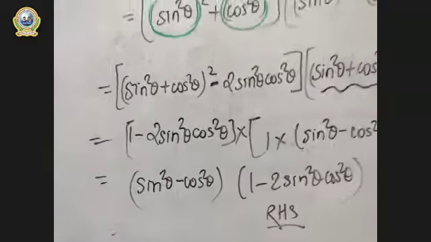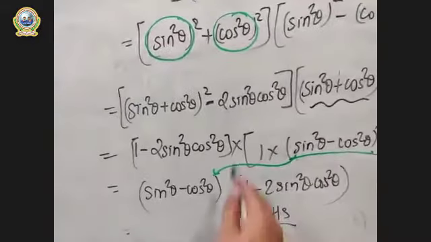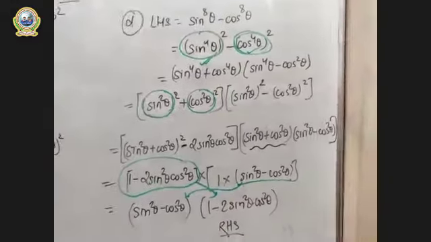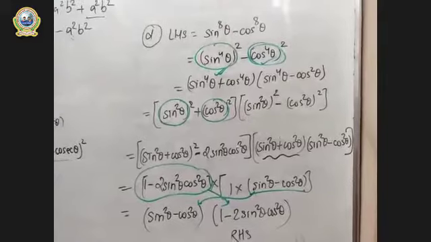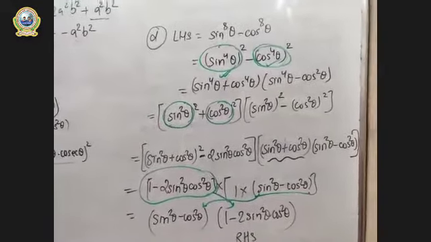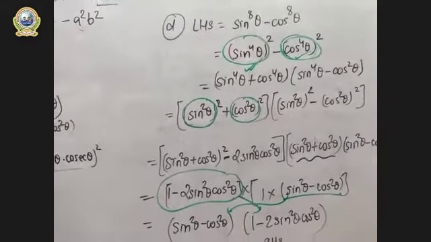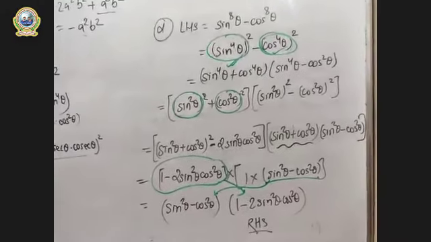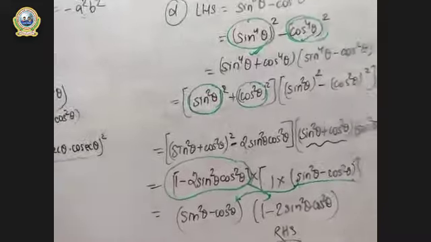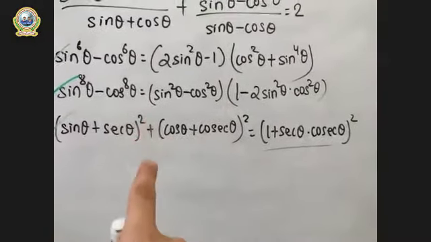A minus b. Are you clear up to here? Let me show you from the first. Here was sin⁴θ minus cos⁴θ. We wrote it as (sin²θ)² minus (cos²θ)². a² minus b² will be (a plus b)(a minus b). And again, a² plus b² can be converted as (a plus b)² minus 2ab. And for this part, a² minus b² can be written as (a plus b)(a minus b). Are you clear up to this?